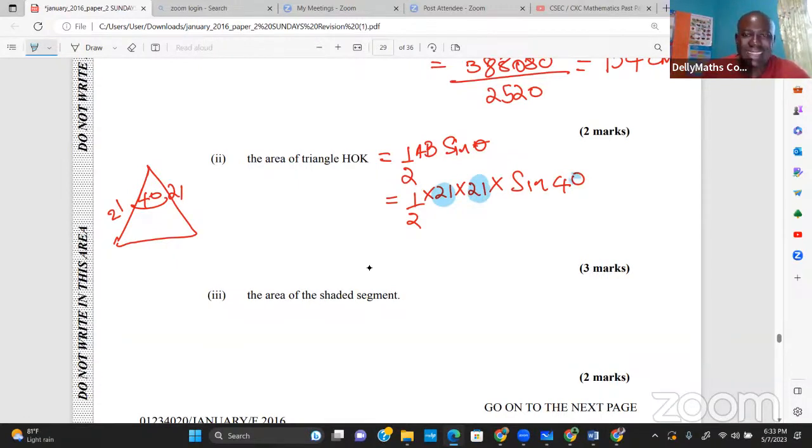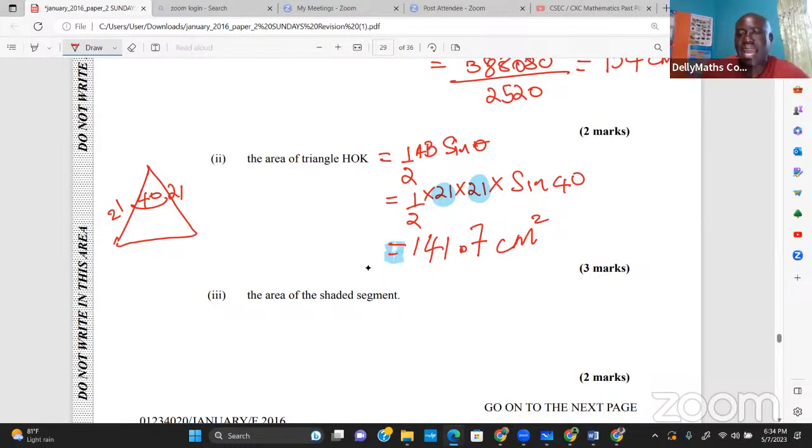So now is your calculator that you're going to use. 21 times 21 should give you about 441. Divide that by 2, then multiply that by the sine of 40 degrees. Make sure your calculator is in degree mode, and you're looking at getting 141.7. And it is the area, so it is going to be square centimeters there. So we have the area of the triangle.